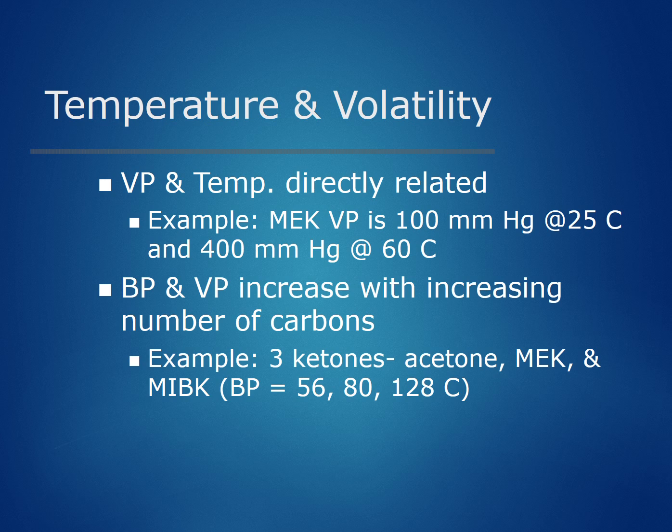Boiling point and vapor pressure also increase with increasing numbers of carbon atoms in a molecule. Example here, we have three different ketones: acetone, methyl ethyl ketone, and methyl isobutyl ketone, which have boiling points of 56 degrees centigrade for acetone, 80 degrees centigrade for MEK, and 128 degrees centigrade for MIBK.